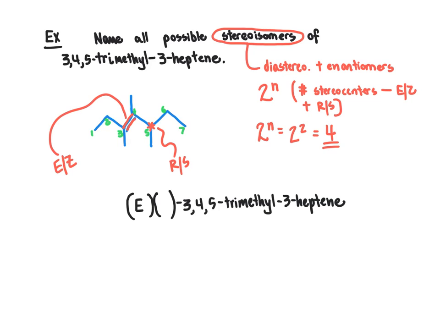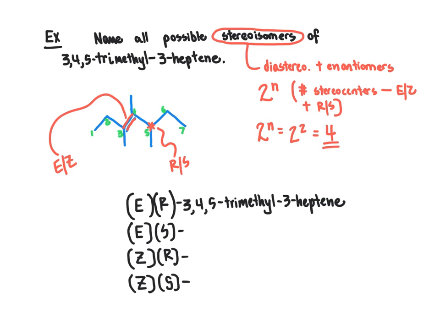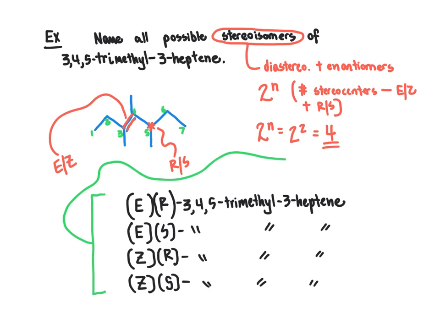So various combinations. We could do E, R. We could do E, S. We could do Z, R. And we could do Z, S. And those should represent the 4 different possible combinations that we can come up with. The rest of the name for all of these would be the same, so I'm just going to use my ellipsis to indicate that we haven't changed anything about the rest of the names here. And you'll notice that the sum of all of these that we come up with, if we've done this right, should be 4 possible combinations, and indeed it was.